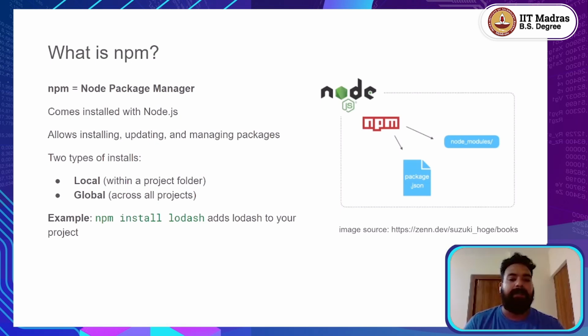NPM supports two types of installations. The first is a local installation, which adds the package specifically to your project folder. This is the most common approach as it keeps the dependencies scoped to a single project. The second is a global installation, which makes a package available across your entire system for use in any project. For example, if you run the command npm install lodash, npm will fetch the Lodash package from its public registry and add it to your project so that you can start using it immediately.